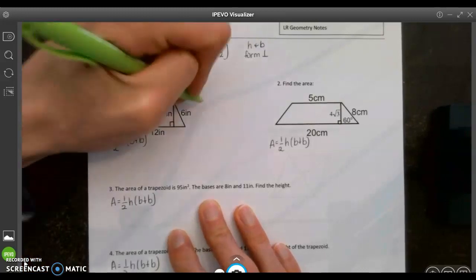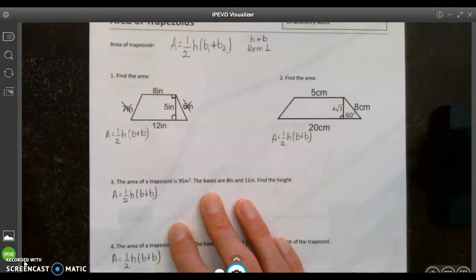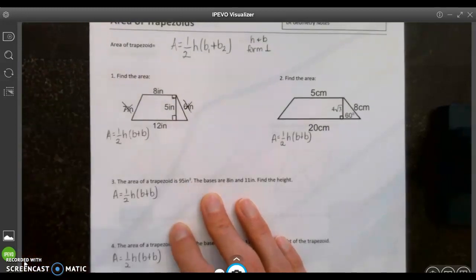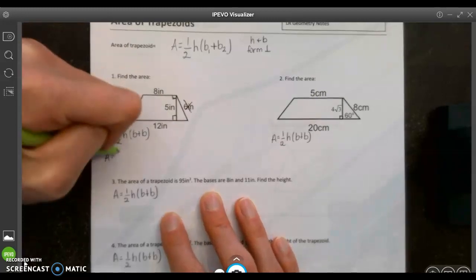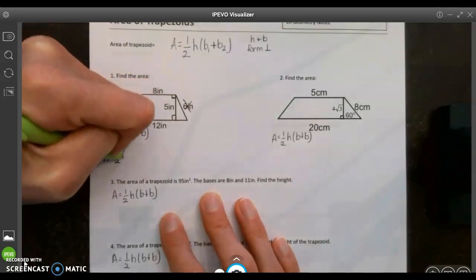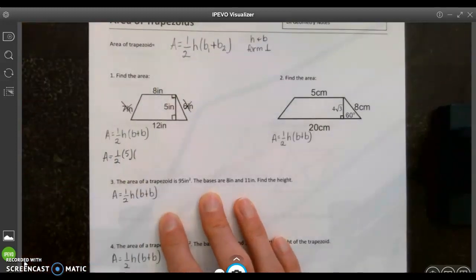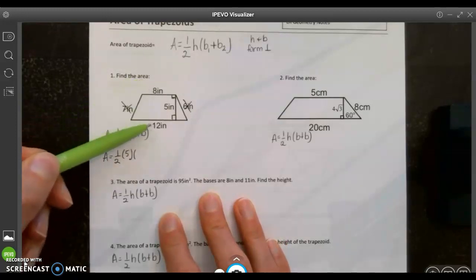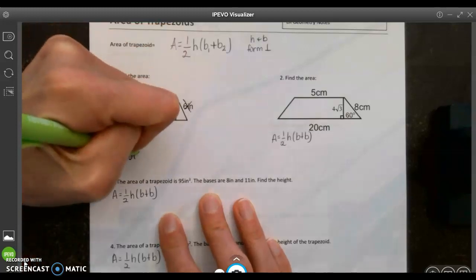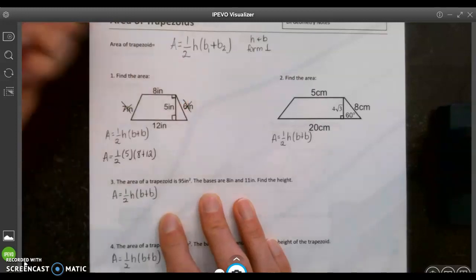The 7 inches and the 6 inches is extra information. We don't need the sides, those two legs of the trapezoid. So we're going to say area equals 1/2 the height times the bases, so 5 times, and notice I put base times base, not base 1 and base 2, because it doesn't matter what order the bases go in, because we're adding 8 plus 12, and if we say 8 plus 12 or 12 plus 8, we get the same number. So I'm going to say 8 plus 12.